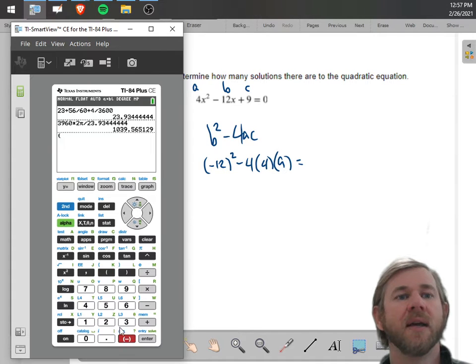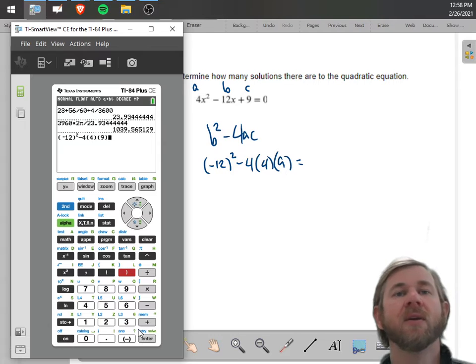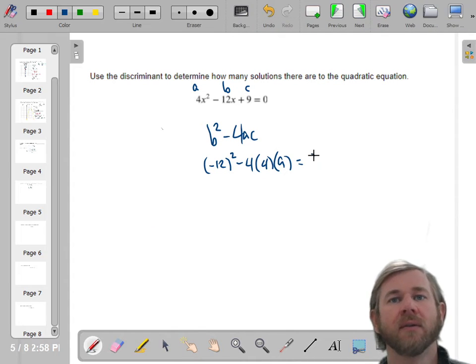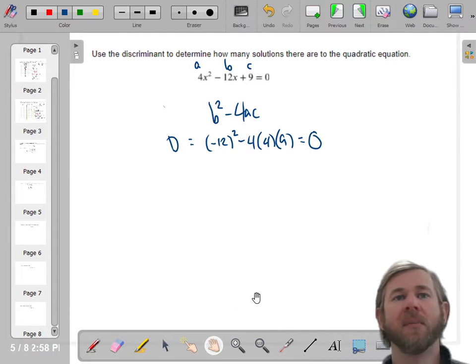This is negative 12, that's not a 12, squared minus 4ac. Man, this thing is double tap. 4ac. So you get 0? Okay, 0. You're like, so what? What does that mean? The discriminant is 0? Okay, well, let me remind you what that means.